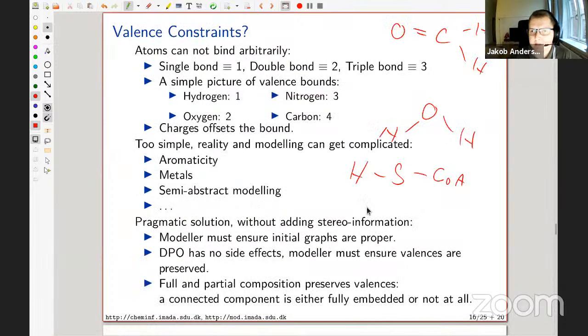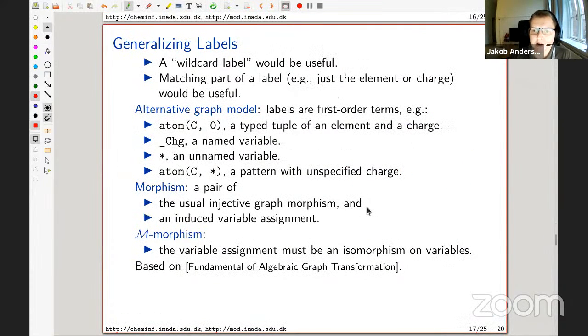So this is the basic system, but for modeling power it's quite nice to go further than this. For example, once you have a molecule, sometimes it's nice to just say, well, actually, I have a double bond to something, or I have a single bond to something, but I don't know what that something is, or I don't care. So we would like to have wildcard labels. Sometimes it would also be nice to just say, well, actually, I want to match a carbon, but I don't care about its charge. So what we implemented was, how about we reinterpret the labels as first order terms using some specific syntax.